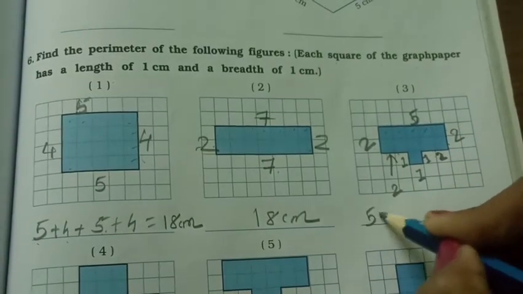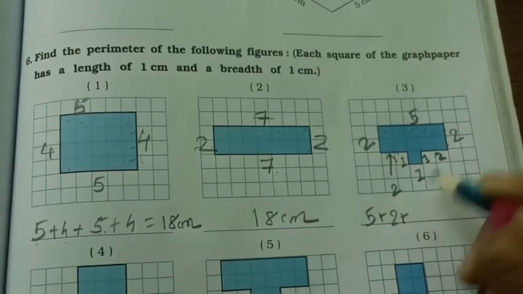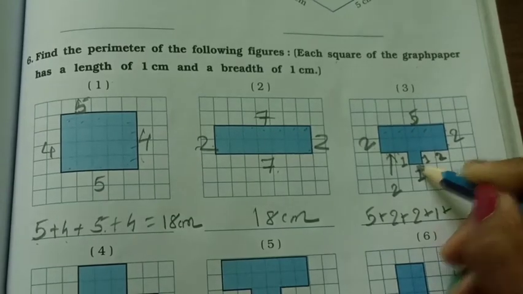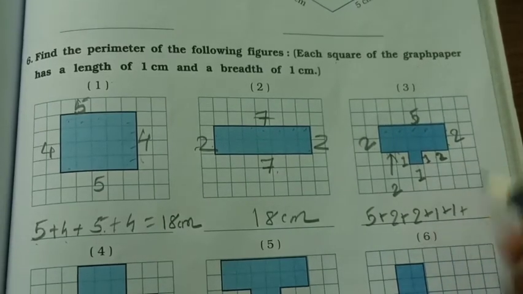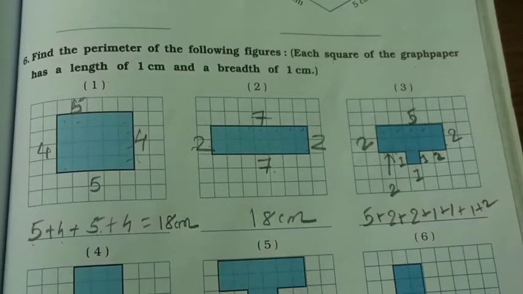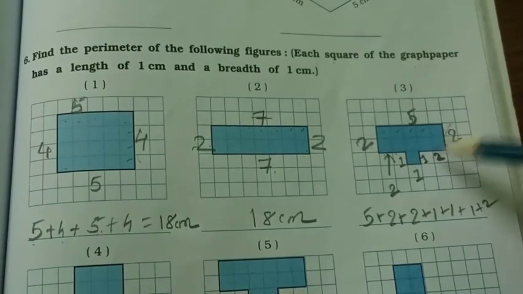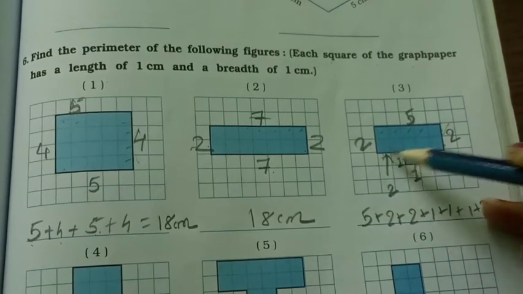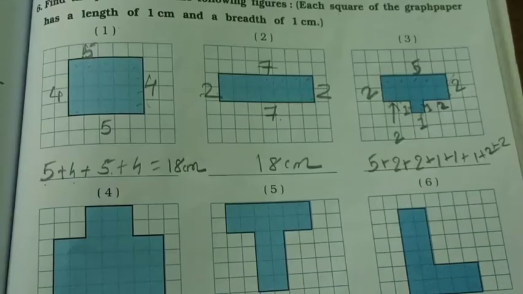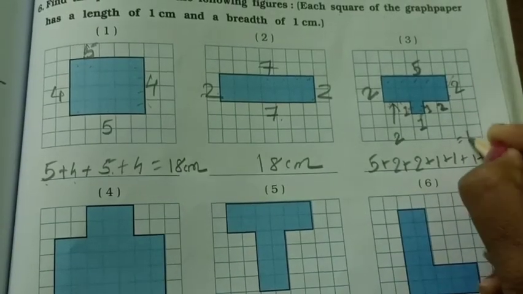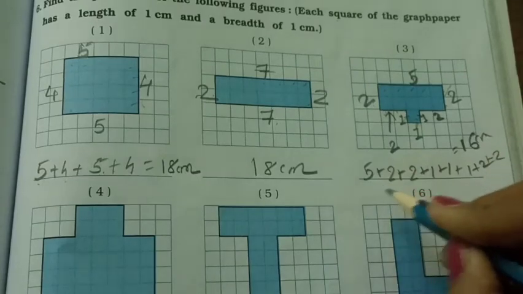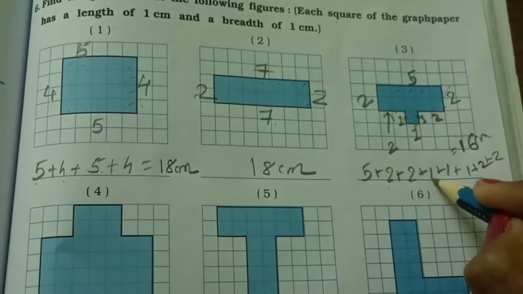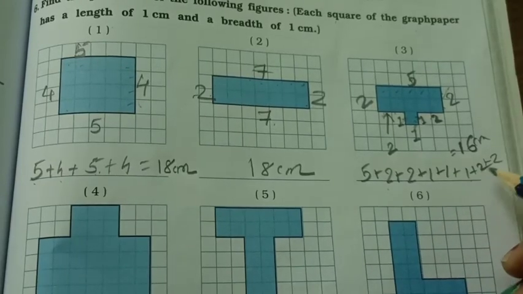5 plus 2 plus 2 plus 1 plus 1 plus 1 plus 2. Okay. Once again, 5 plus 2 plus 2 plus 1 plus 1 plus 1 plus 2 plus 2. So the perimeter of this one is 16 centimeter. 5 plus 2, 7 plus 2, 9, 10, 11, 12, 13, 14, 15 and 16.